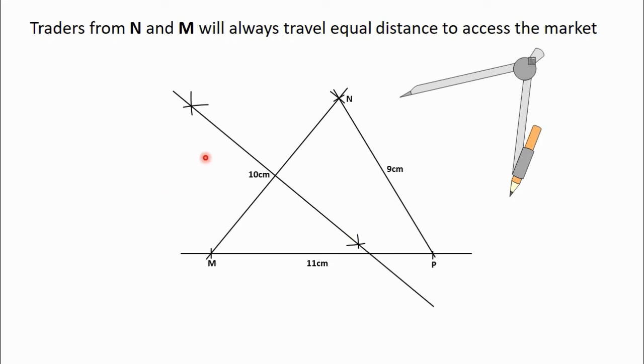The location of the market can be any point on this line, since any point on this line will be equidistant from point M and point N. So by considering the first condition, we have a very wide range of possible locations of the market. Let's consider the second condition so that we can reduce the range.